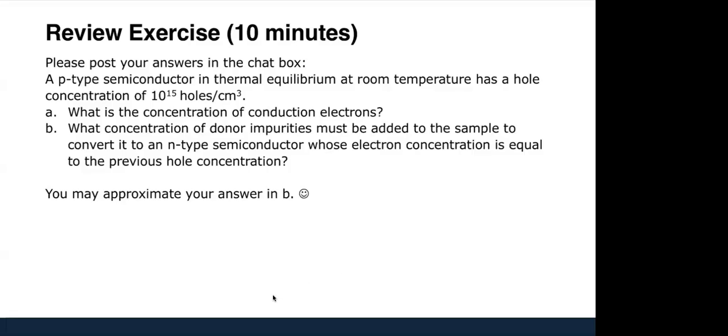Okay, I've already received some answers to letter A, a couple of answers. Wala pa rin nakakasagot sa B. Hopefully, you will come up with an answer to B soon. Okay, like I said, you may approximate your answer to B.